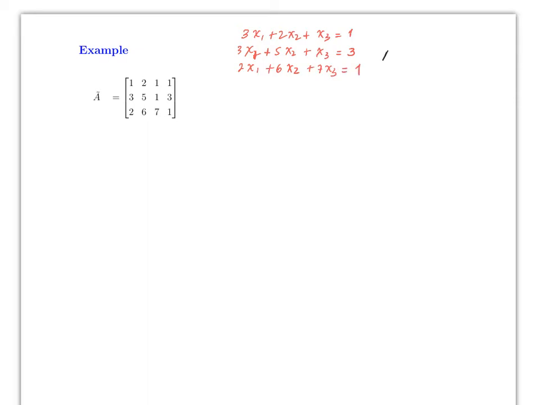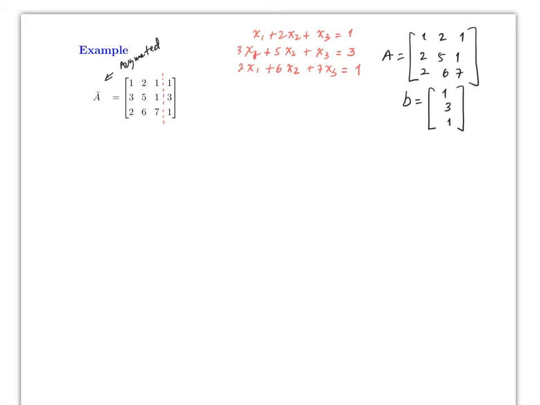So here clearly the matrix A is just 1, 2, 1. This is 2, 5, 1. This is 2, 6, 7. Here I copy a 3, should be just a 1. Here B is equal to 1, 3, 1. And therefore this is the augmented matrix right here.